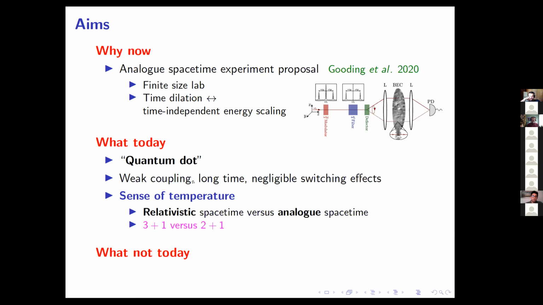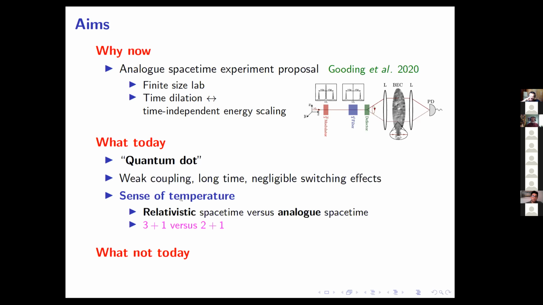I am making the usual assumptions that we're in the weakly coupled regime. We are operating the system for a long time, with negligible switching effects. We're basically thinking that it's a stationary system. And the question I want to ask is about this temperature.